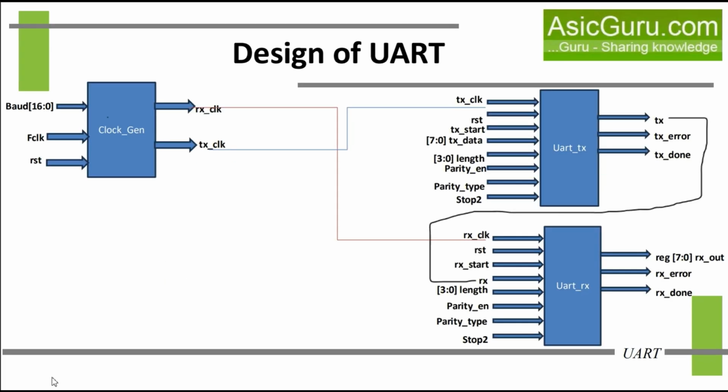Now let's see how the 3 modules of UART are connected to each other. The first block is the clock generator, whose inputs are baud rate, frequency of clock and reset, and whose outputs are RX clock and TX clock. The RX clock is connected to the receiver of UART, and the TX clock is connected to the clock of the transmitter of UART. Now the transmitter will produce the TX data, and this TX data is connected to the RX of the receiver. So the data we transfer from TX, the same data we should receive at RX out of the receiver. If both are the same, it means we successfully passed the data. If the data is different, it means the data might be corrupted.